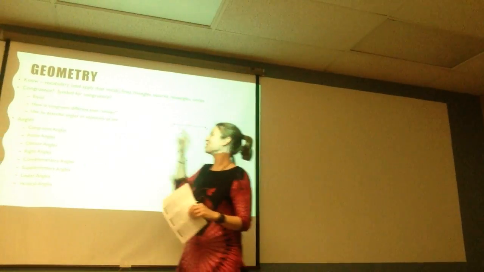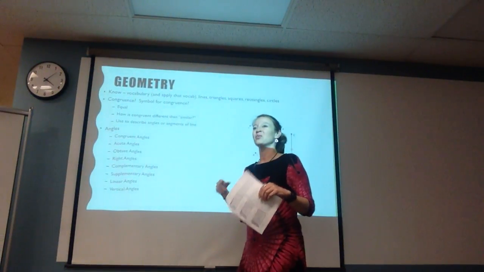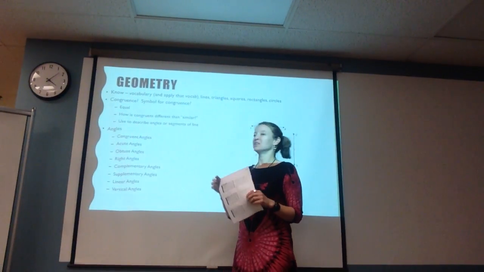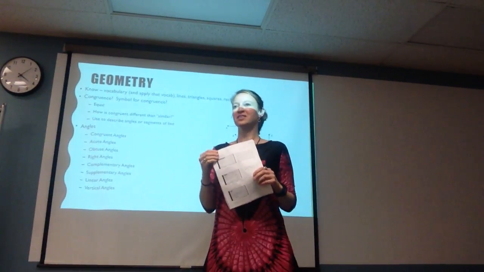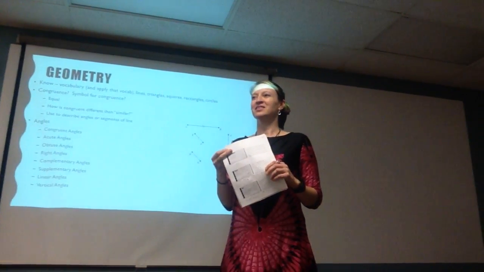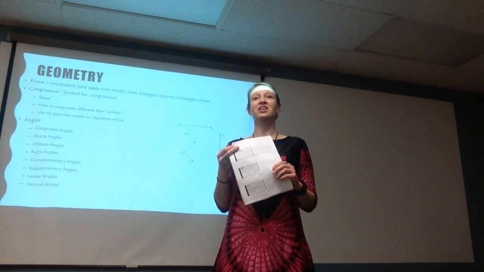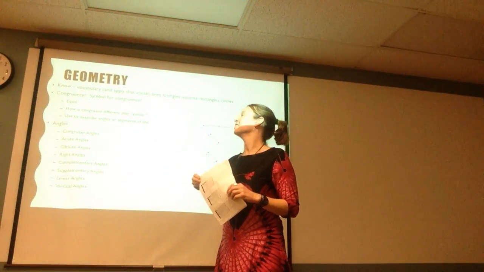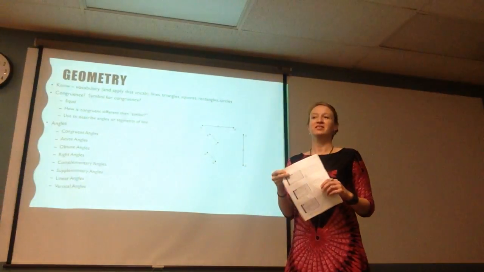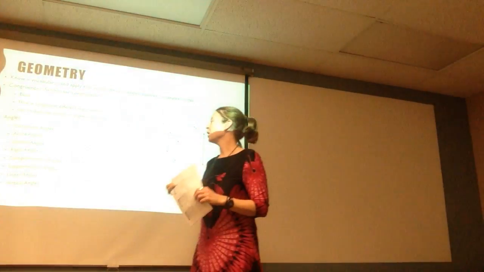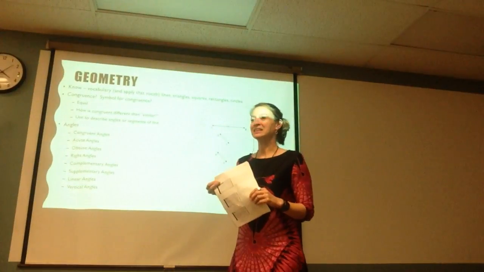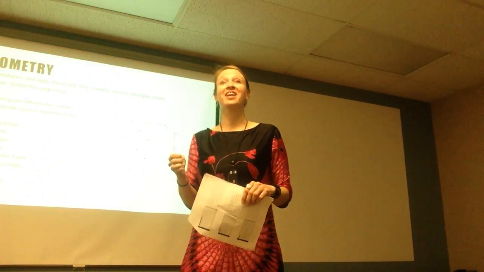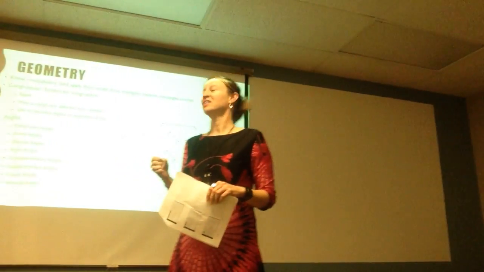All right. So since we just talked about congruent, what are congruent angles? Two angles that are equal to each other. What is an acute angle? Less than a 90-degree angle. Obtuse? Larger than 90. A 90-degree angle. Complementary angles? They add up to 90, exactly.